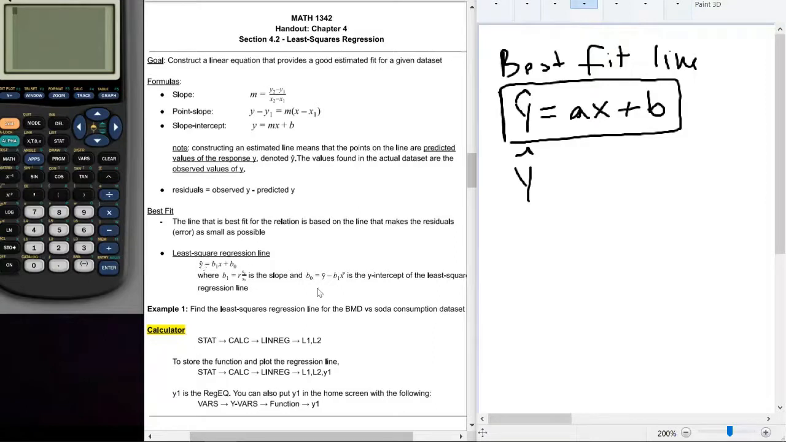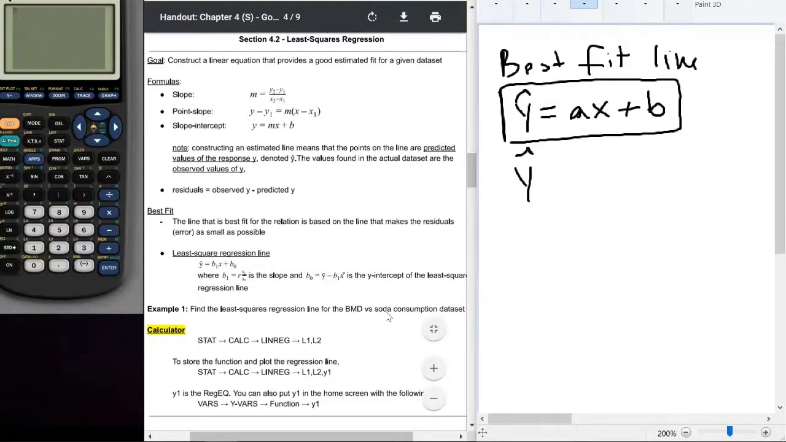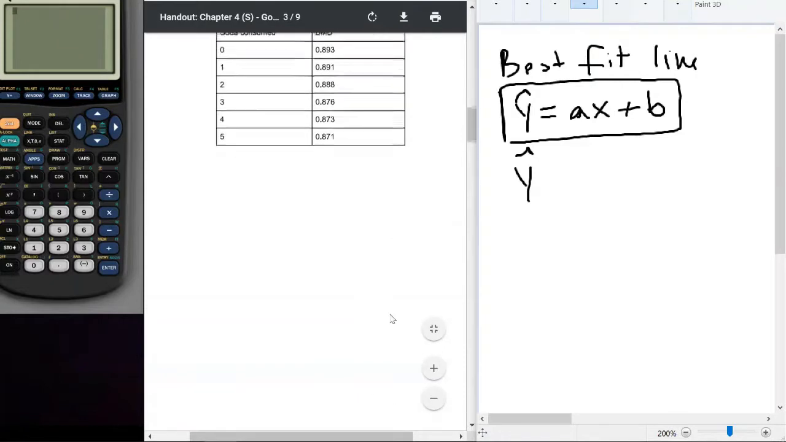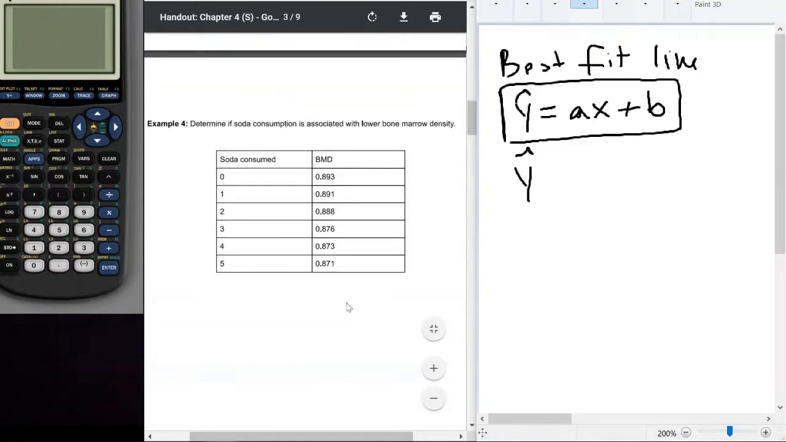So in example 1, find the least squares regression line, the best fit line, for the bone marrow density versus soda consumption data set. If you went through the handout, that was the last example in 4.1. Determine if soda consumption is associated with lower bone marrow density. So the more soda we drink, is there an association with a decrease or an increase in bone marrow density?